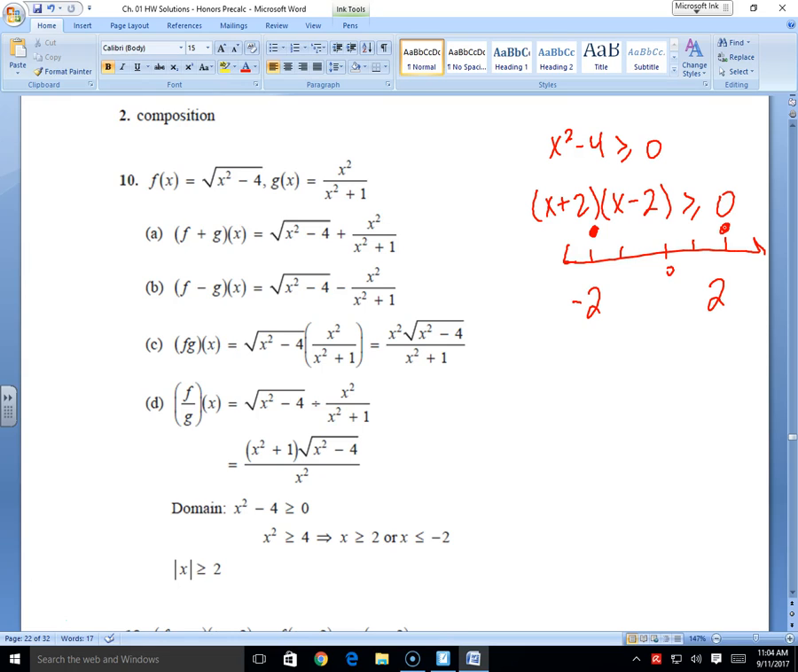You test it. And you ask yourself, does 3 work? 3 plus 2 and 3 minus 2, is that a positive times a positive greater than or equal to 0? That works. There's some answers. x greater than or equal to 2. Pick something in between, does 1 work? Positive times a negative. Ooh, nope. Does negative 3 work? Negative times a negative is positive.